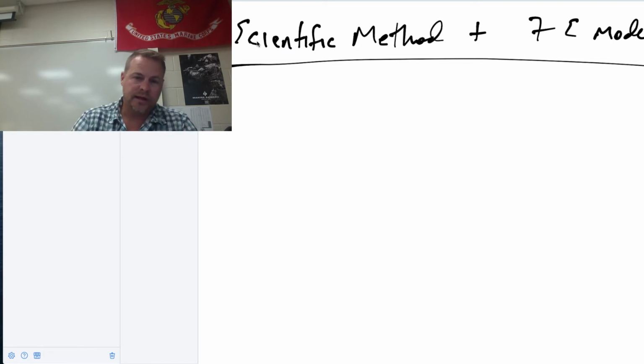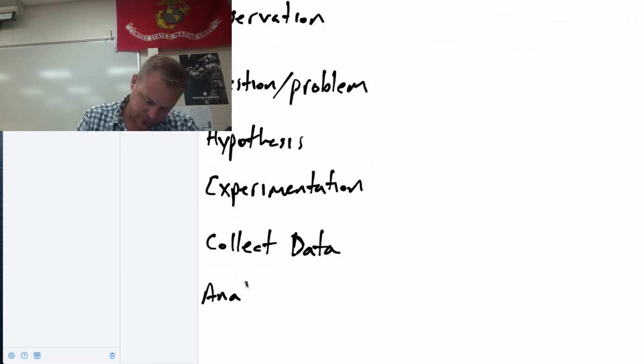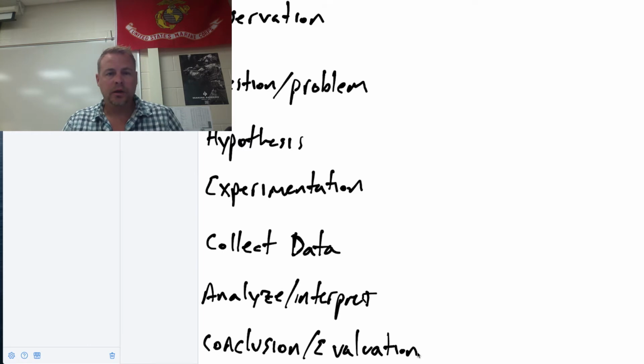Now, there's a lot of different ways to write the scientific method. I've chosen this one that I use quite frequently. So go ahead and jot these down if you haven't already, but we have observation, question, hypothesis, experiment, collect data, analyze, and write a conclusion. This is, roughly speaking, the scientific method.